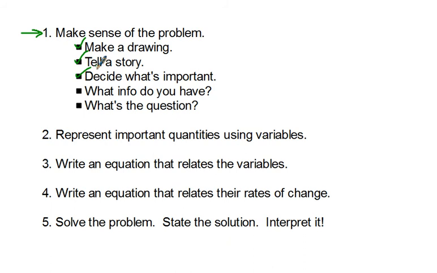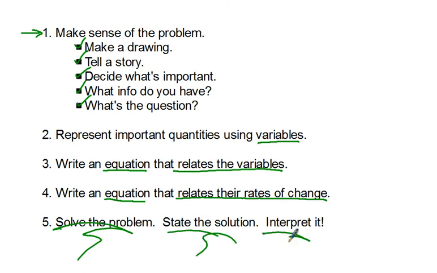Deciding what's important, what's not, what information you have, what you are supposed to find. Ultimately, we'll use variables to represent the quantities of interest. We'll write down an equation that relates those variables using our knowledge of math. And then we'll come up with an equation using calculus that relates their rates of change by taking a derivative. Ultimately, we'll then solve the problem, state the solution, and interpret our answer back in the original context.